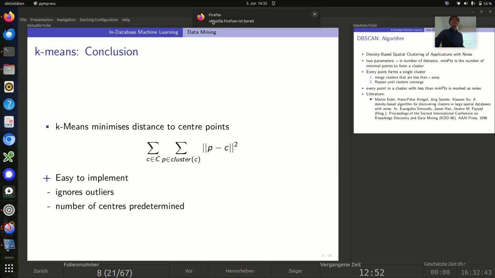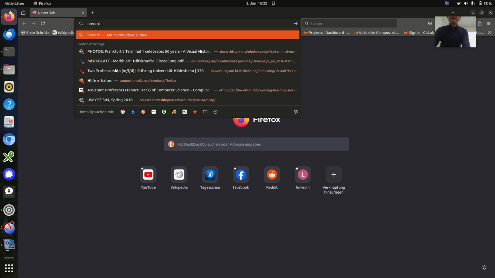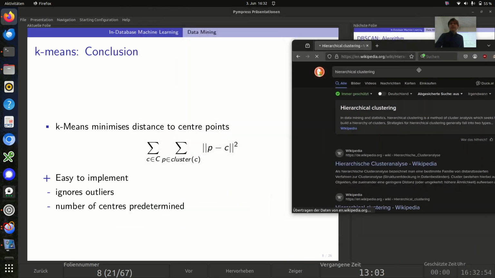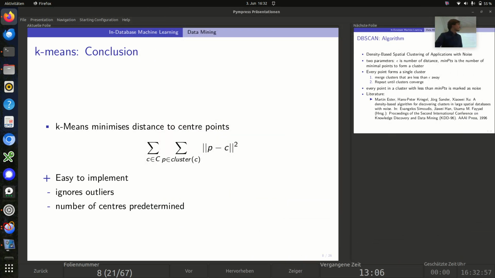So let's Google it. Hierarchical clustering. It is important. So it exists. So we can have a look here. Okay, good.